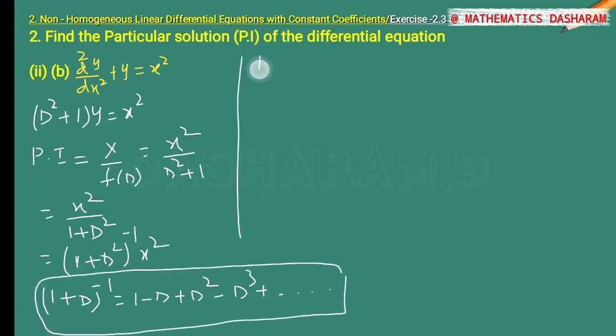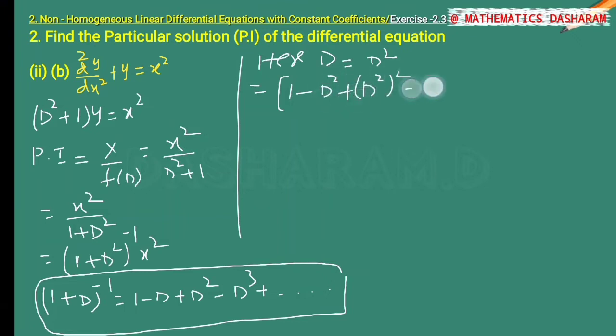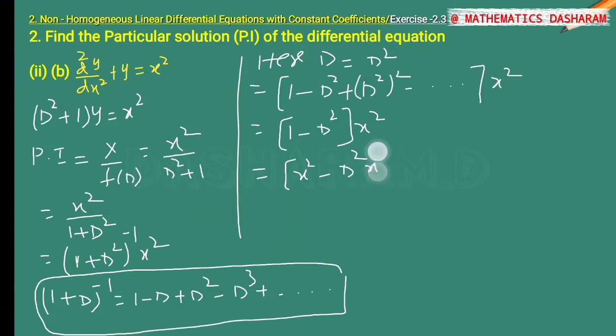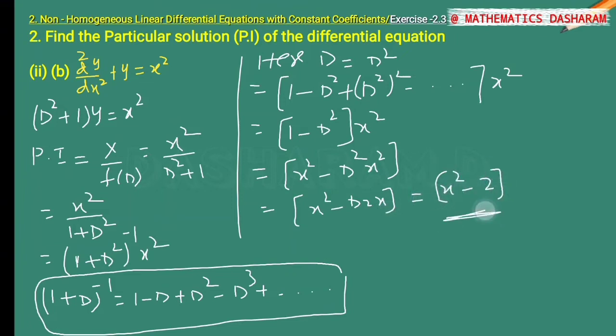So here at the place of D we have D square. Now continue the answer: 1 minus D square plus (D square) whole square minus dash into x square. Here we can ignore the highest derivatives, so only (1 minus D square) into x square. Now x square multiplied inside D square x square: x square minus D square x square, so we have to take the derivative of x square 2 times. So x square minus D of 2x, and the derivative of 2x is 2. So this is our required answer.